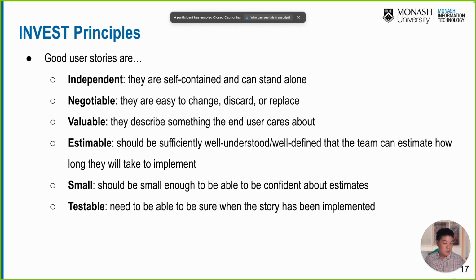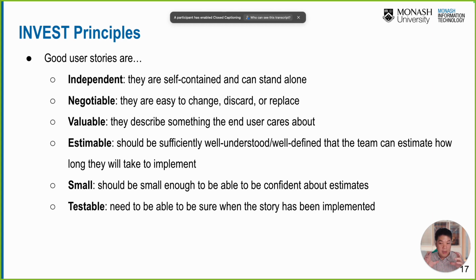We can ignore this one. We can postpone this user story to the next sprint, that kind of thing. It is negotiable. It's not dependent on something. Valuable, it must be valuable. It should describe something that the end user cares about. It is estimable as well.